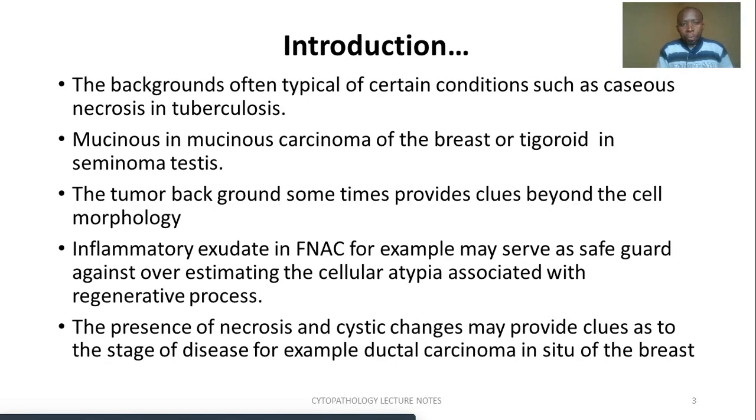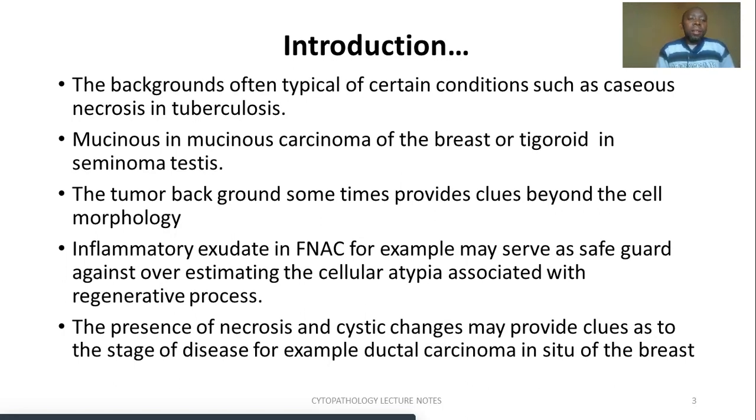So continuing the introduction, the background is always typical of certain conditions such as caseous necrosis. We shall look at how caseous necrosis appears, and I believe when we reach there, we will appreciate that it is true. When you look at the caseous background, it is really pointing to typical pathologies that we shall look at. And then we have the mucinous background, which is always common in mucinous carcinoma of the breast, and the tigroid background in seminoma tests.